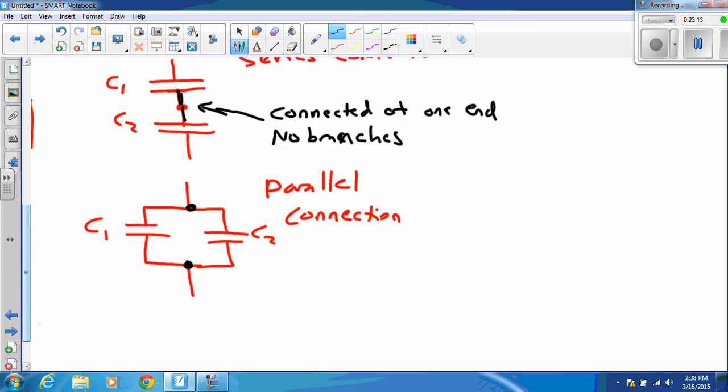And in a parallel connection, again, you have two capacitors, C1 and C2. But now, notice that both ends of the capacitors are connected to one another. And there do happen to be branches off to the side here, and those don't matter.